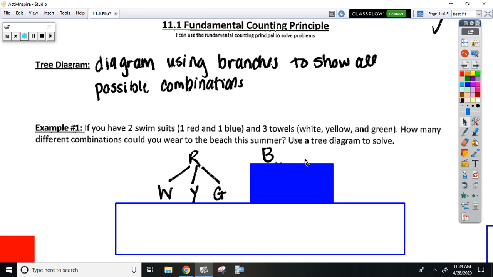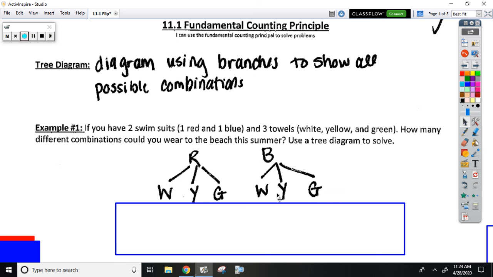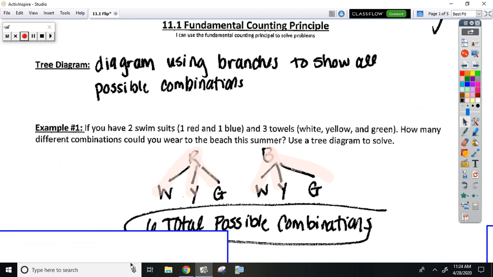Same thing under the blue swimsuit. If you choose a blue swimsuit, you still have white, yellow, and green. And to figure out how many combinations you have, you just need to count up the number of branches. We have 1, 2, 3 combinations, 4, 5, 6 combinations. So there are 6 total possible combinations.